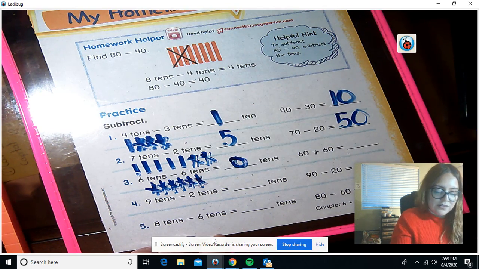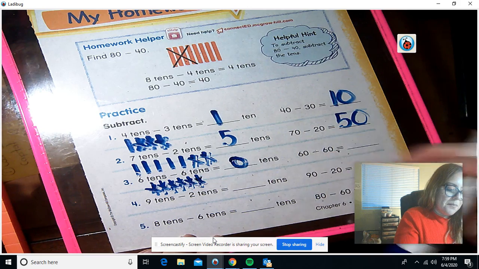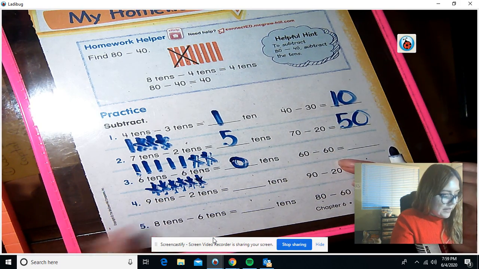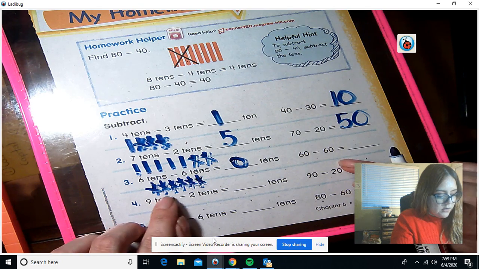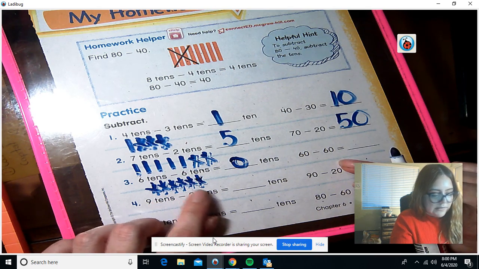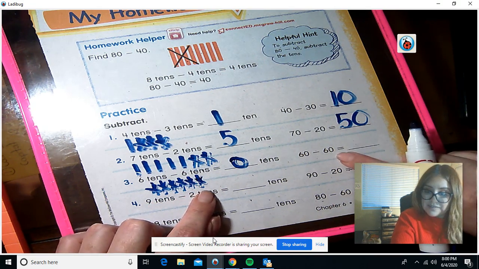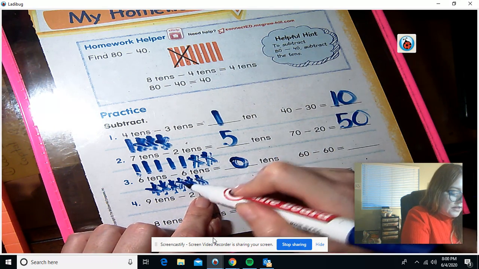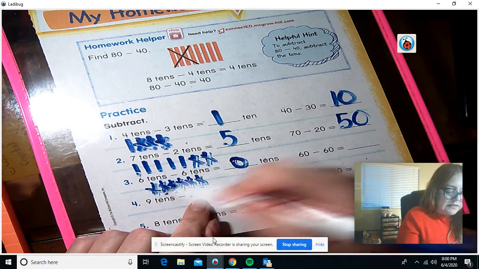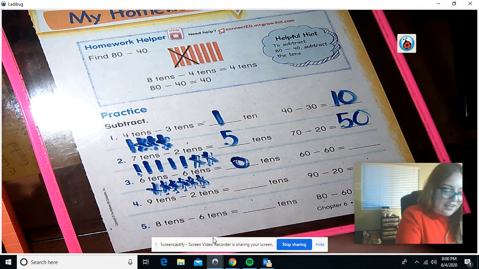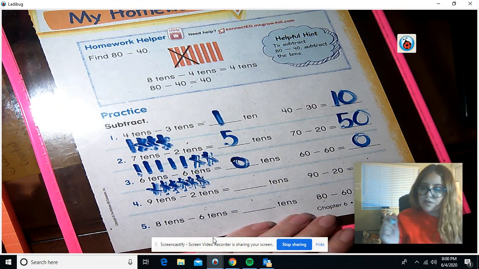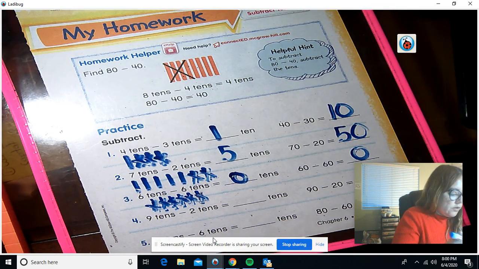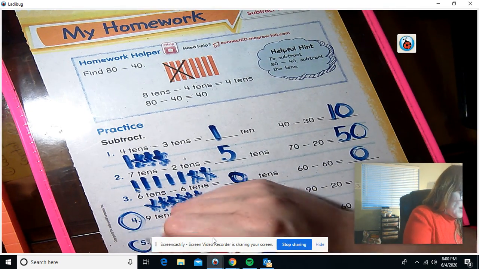That looks like a 6 a little bit, but that's supposed to be a 0. 0 tens are left. Now, if I do 60 minus 60, that's the same thing. First, I had to start by making 60 little squares. 10, 20, 30, 40, 50, 60. But then I took away 60 of them, so I had to take away 10, 20, 30, 40, 50, 60. And I'm left with nothing. 0. Okay, so you are responsible for 4 and 5.